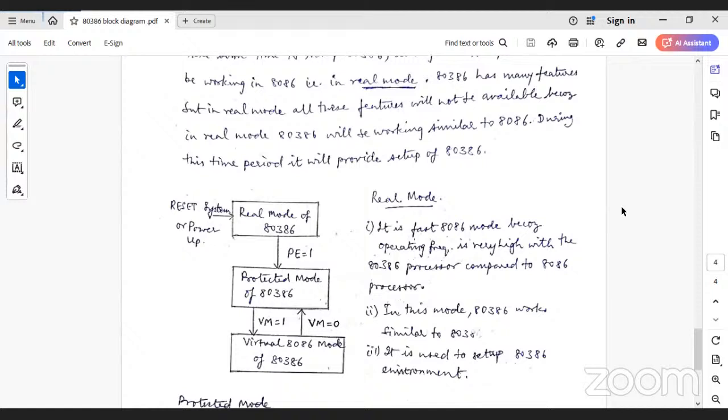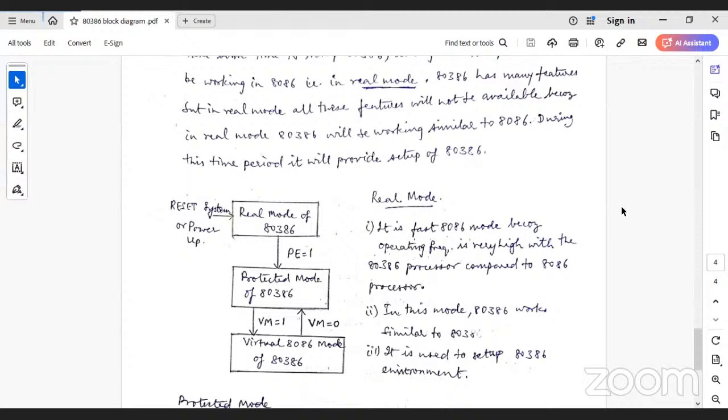Initially, when the system is reset, it will try to start once again from the beginning. Or when you are switching off and then switching on, you can call it power up. These are the technical words which you have to use when the system is reset or powered up. Initially, the mode in which it will be is 8086.